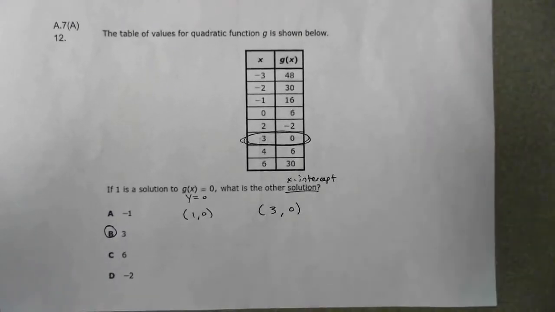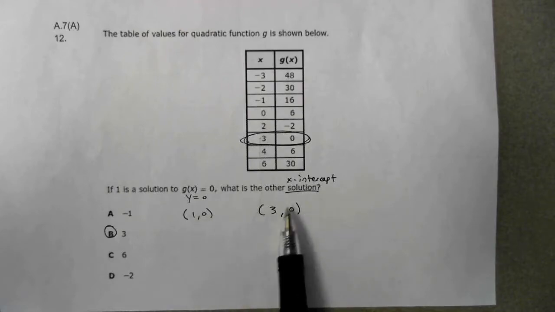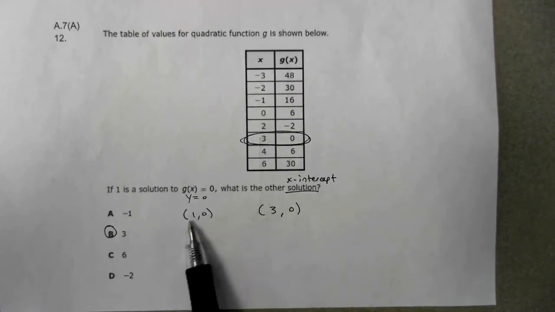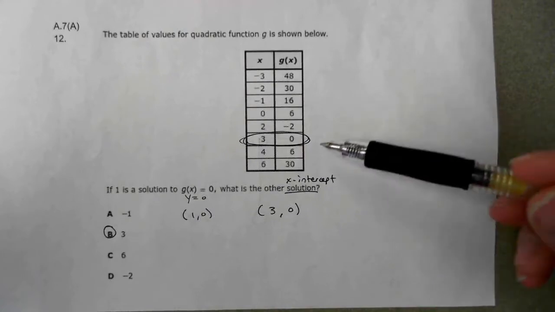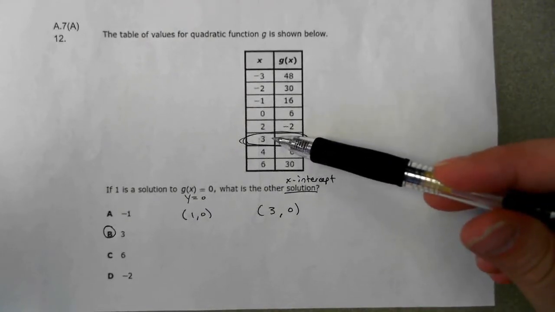Number 12, they want to know if 1 is a solution to g of x equals 0. They're saying that if we get 1 when y is 0, the coordinates would be 1, 0. What is another solution? Again, they're asking what the x-intercept is. So we know 1, 0. Another one would be, if y is 0 again, what is x? In this case, it's 3.